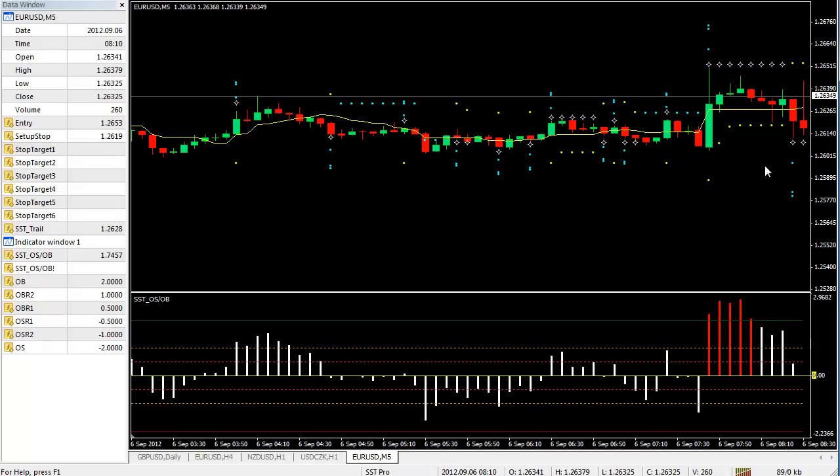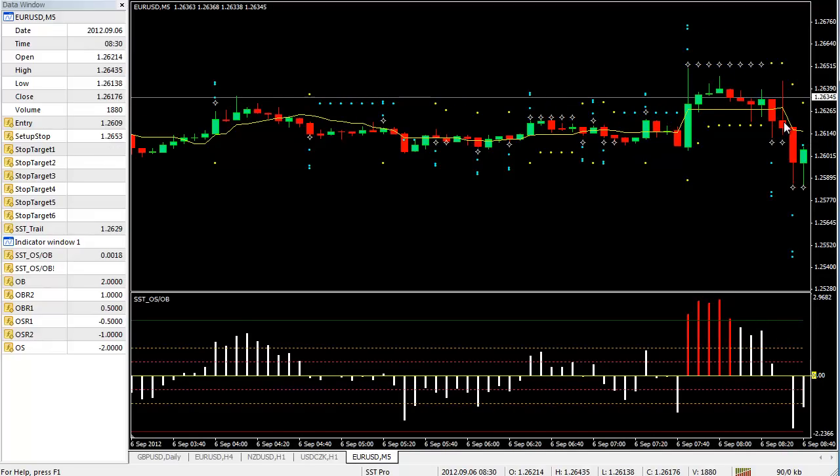A basic is still going to require the OSOB going below the 0 line for a short, for example. This is actually a reversal trade. This one here goes below the orange line. Okay, that's just how it would be on TradeStation. The next setup bar is actually at 8:30.